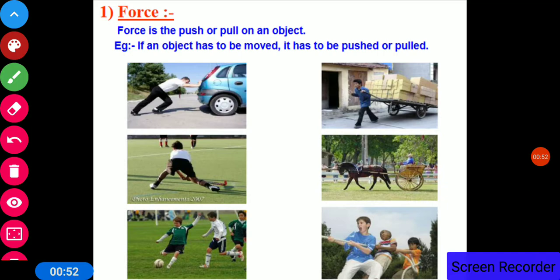The football player will kick the ball to move it, or the bullock cart, the person is pulling the cart to move the objects. The horse is pulling the cart. The rope is pulled by the children. This means force is the push or pull on an object.